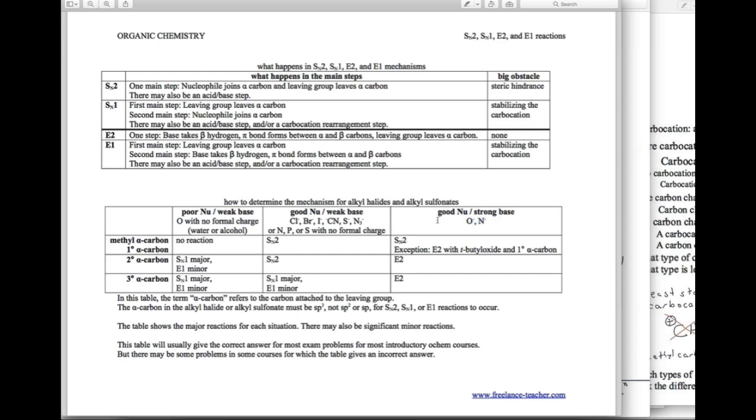So you can use this table. If you have the complete table memorized, that will tell you which are poor nucleophiles and which are good nucleophiles, which are weak bases and which are strong bases. So it's important to have this table completely memorized, partly for that reason.